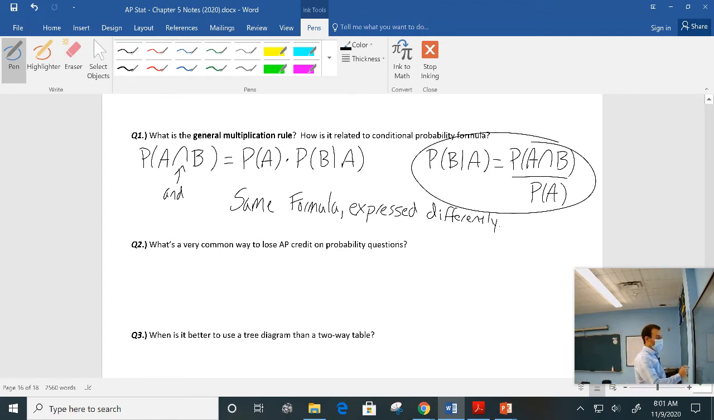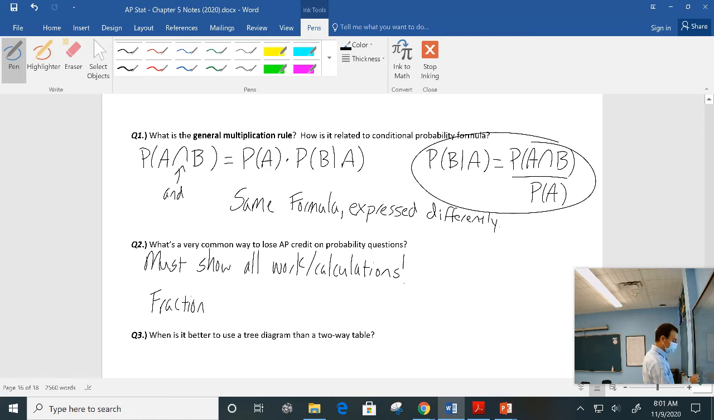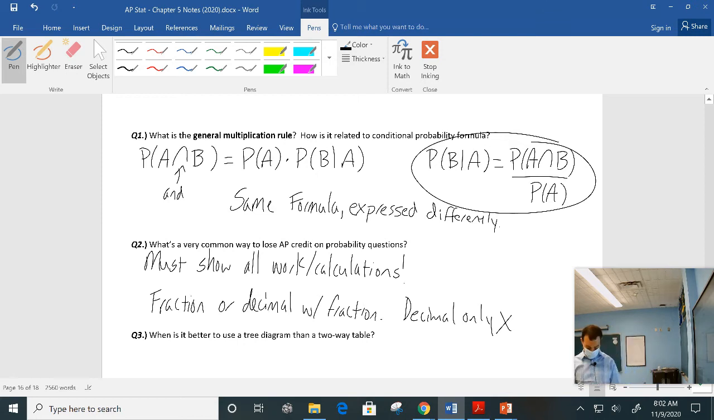You must show all work on the AP exam and all calculations, even if they're as simple as it might be. You have to show it. So don't just give an answer of a decimal. We either can give a fraction answer or the decimal with the fraction. Decimal only is no good. Okay? Do not just do that.